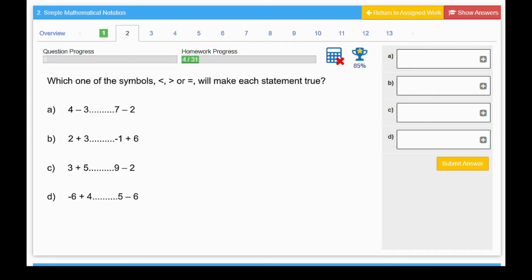So let's do that. So here I've got 4 minus 3, which is 1. 7 take away 2 is 5. 2 plus 3 is 5. Minus 1 plus 6 is 5. 3 plus 5 is 8. 9 take away 2 is 7. Minus 6 plus 4 is -2. And 5 take away 1 is -1.